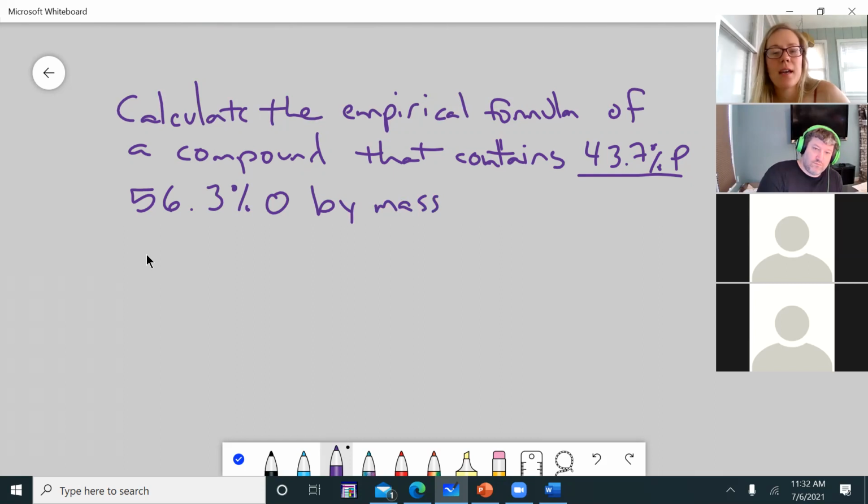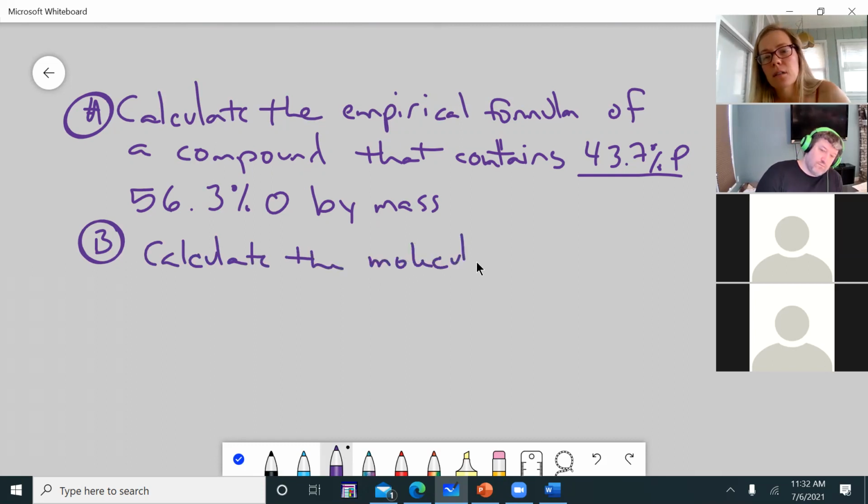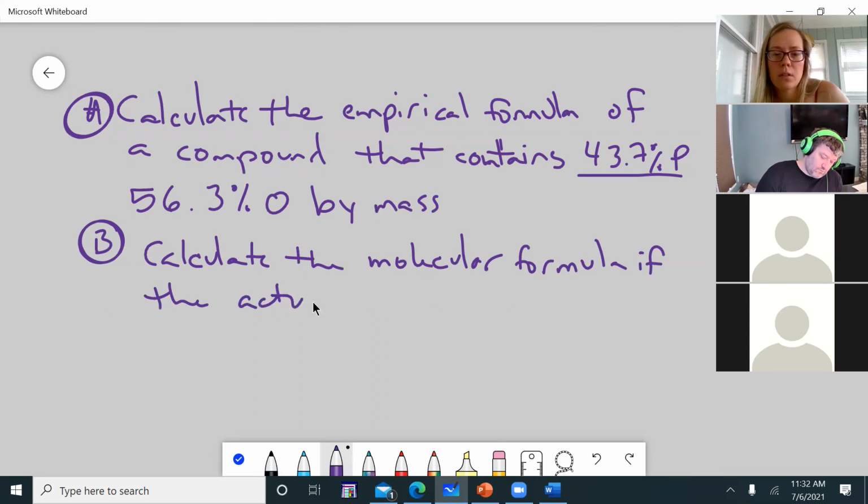And then I also want you to do this. So this is like, let's say this is part A. Part B is calculate the molecular formula if the actual molar mass is, hold on one second. I've got to come up with this part. Start with the first part. I'll write this in just a second. So yeah, start with A.